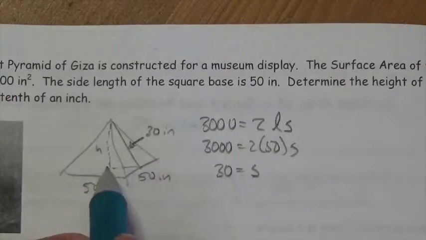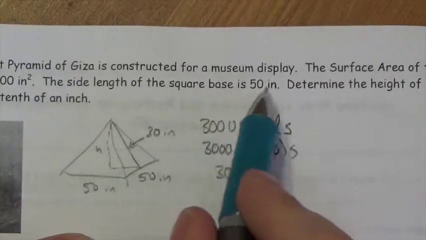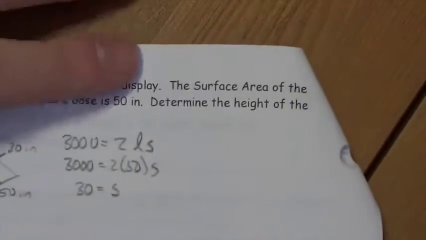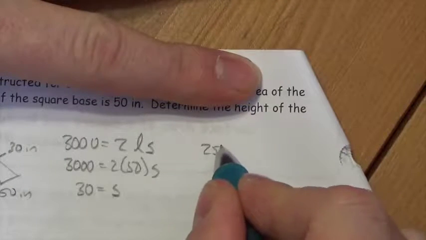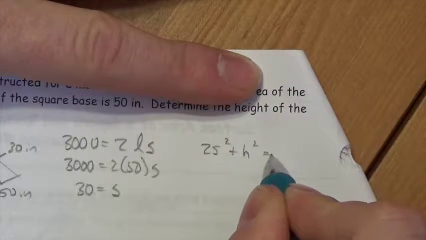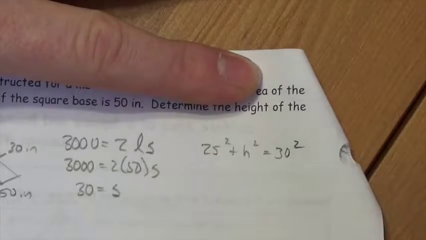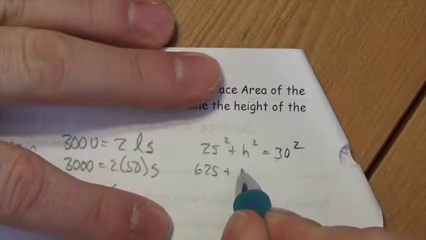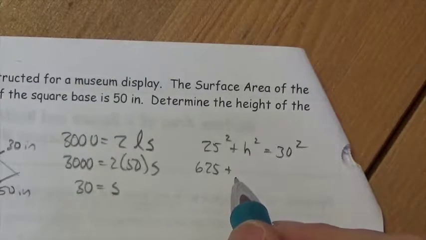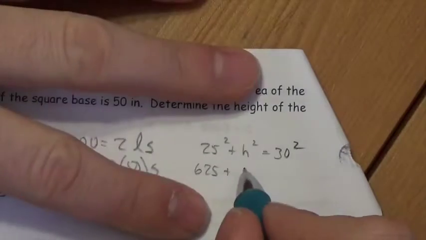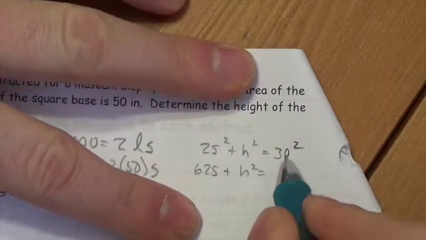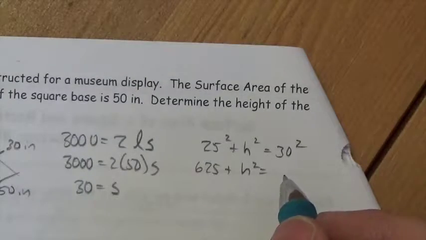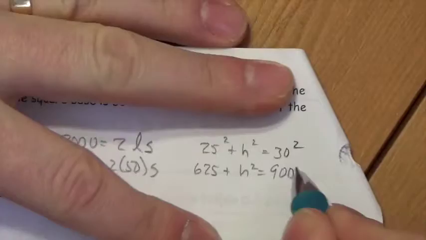Now, because I was told that the base is 50, I know that this distance right here is going to be 25. So I can come over here and say, well, 25 inches squared plus the height squared is going to equal the hypotenuse or slant height squared. So 25 squared will be 625. I'm just going to double check that. Off the top of my head, yeah, 625. Plus height squared is going to equal 30 squared, sorry, I meant 30 squared, which is going to be 900.